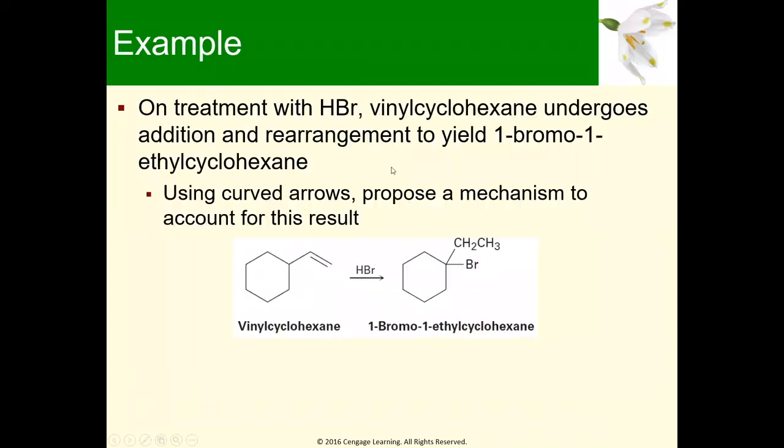Okay, so we'll do an example here. On treatment with hydrobromic acid, HBr, vinyl cyclohexane, which is right there, undergoes addition and rearrangement to yield 1-bromo-1-ethyl cyclohexane. Using curved arrows, propose a mechanism to account for this result. All right, so let's just try it. We'll see what we can do here.